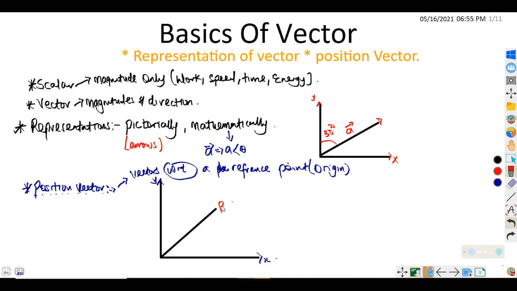So we say the position vector of P is represented by what? R P vector. So keep that in mind. That is the position of P with respect to the origin, which is the reference point. Keep that in mind.